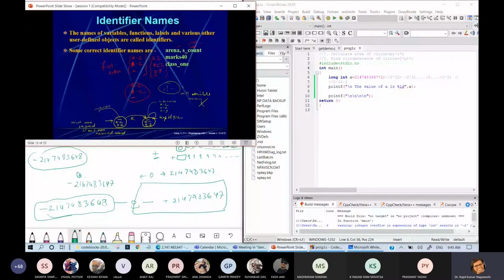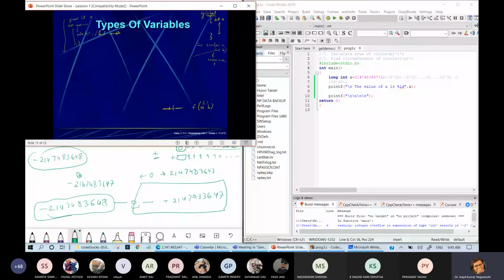Now come to identifier names. मैंने आप लोगों को बता दिया था. There is no problem.